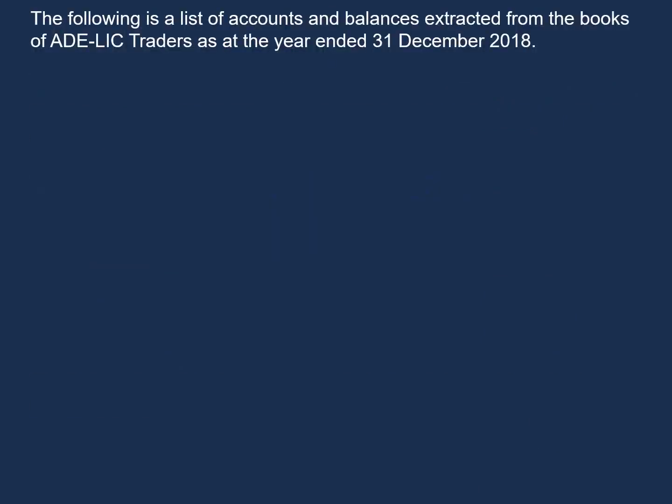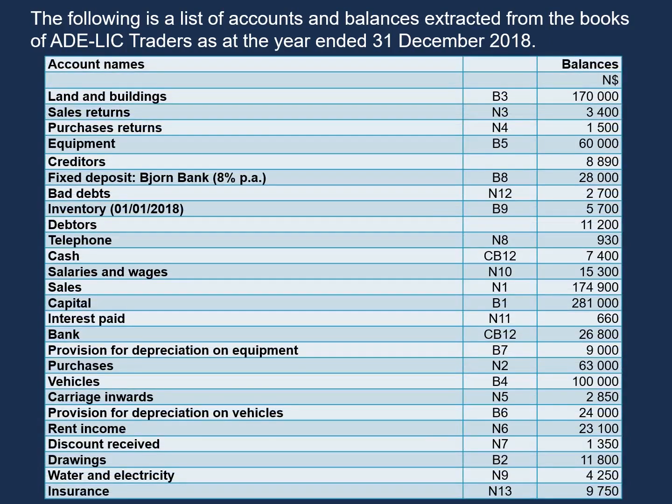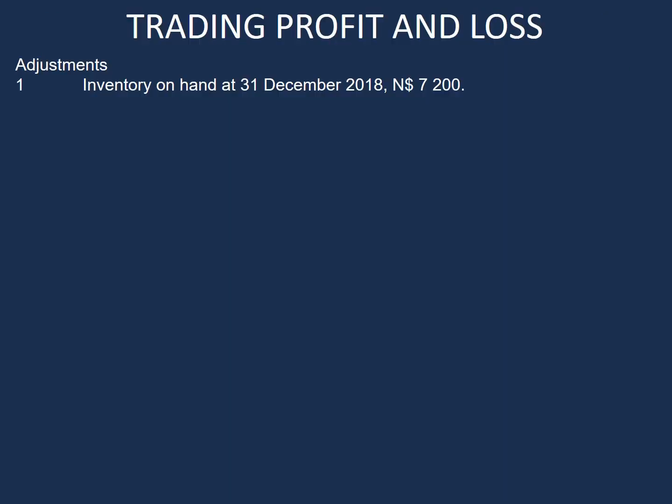The following is a list of accounts and balances extracted from the books of Ad-Elect Traders as at 31 December 2018. Again, we have our list of accounts. Now let's go through our adjustments and then highlight the accounts that we need to enter in our profit and loss and trading account, and then also add the accounts that are not part of this list. So we will need to add our closing inventory, or our inventory ending for the year, to our trading account.